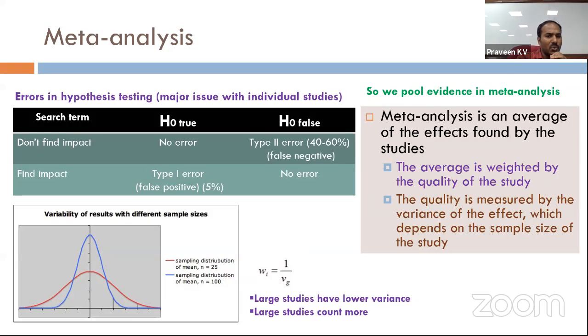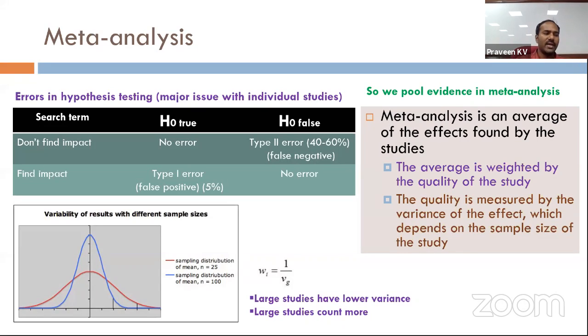So we are trying to pool the effect of all the studies that we have selected to a single value, or to a proportion, to explain the impact, to show the effect of a particular intervention or a policy. That is what we do in meta-analysis.